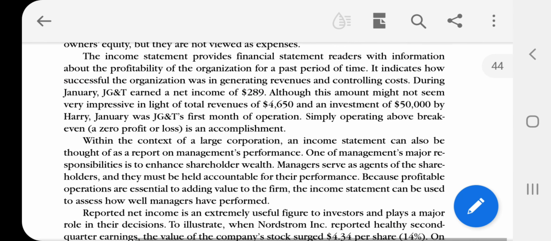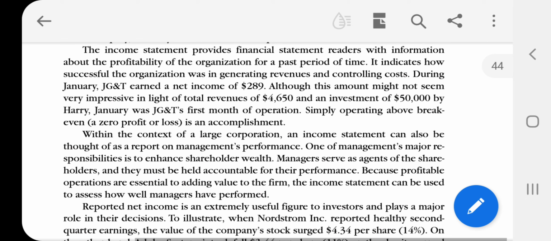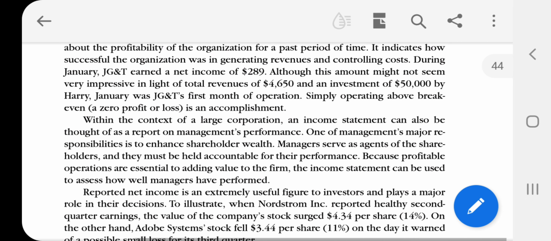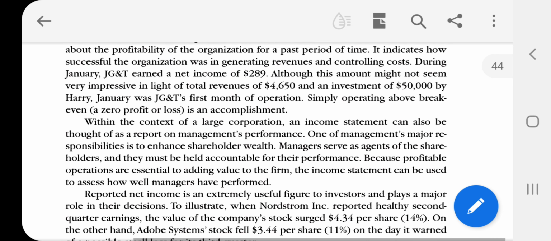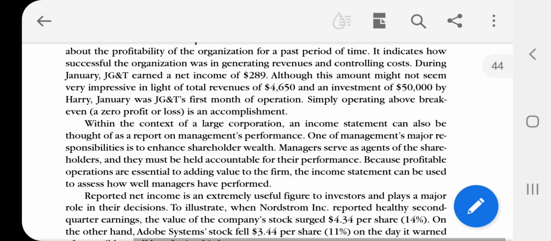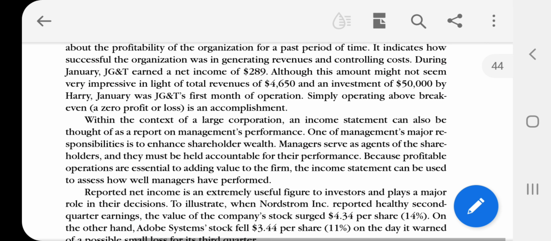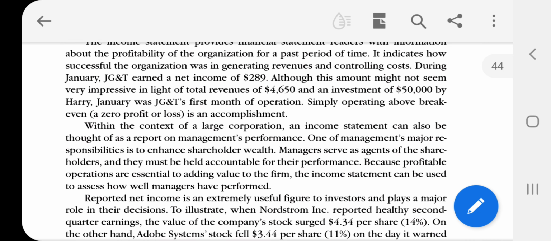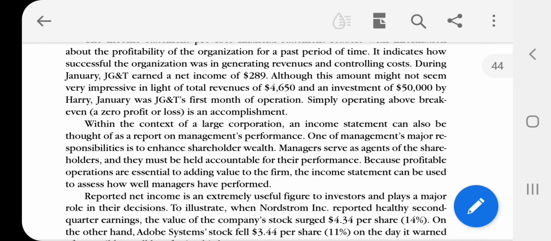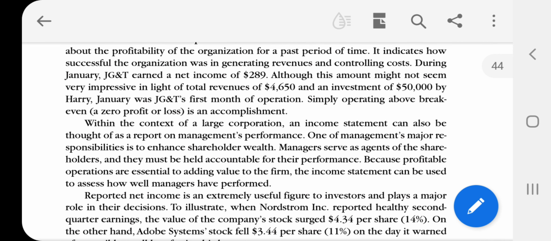The income statement provides financial statement readers with information about the profitability of the organization for a past period of time. It indicates how successful the organization was in generating revenue and controlling costs.